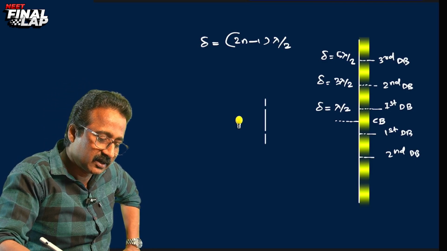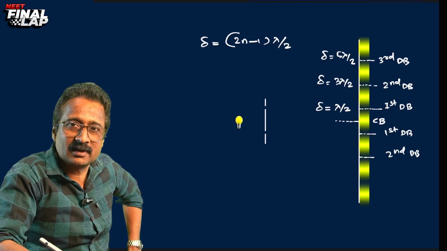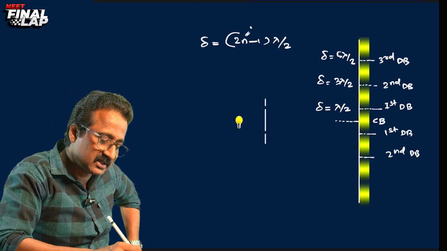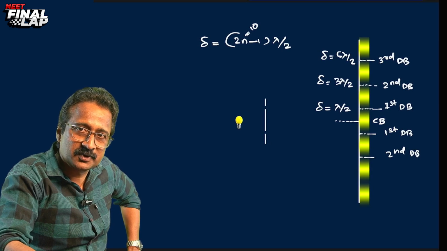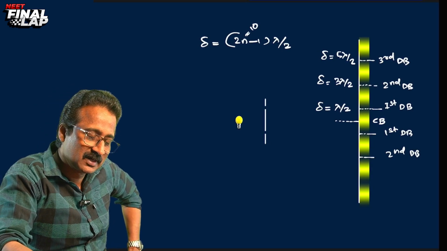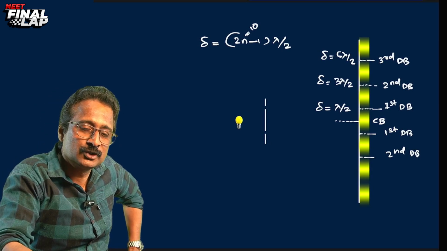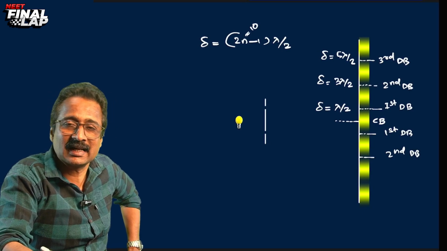Suppose you want to find what causes the 10th bright band, just put n is equal to 10 in this equation. 10th bright band is produced because of 19 lambda by 2. 20th dark band is produced because of 2 into 20 minus 1, which is 39 lambda by 2.